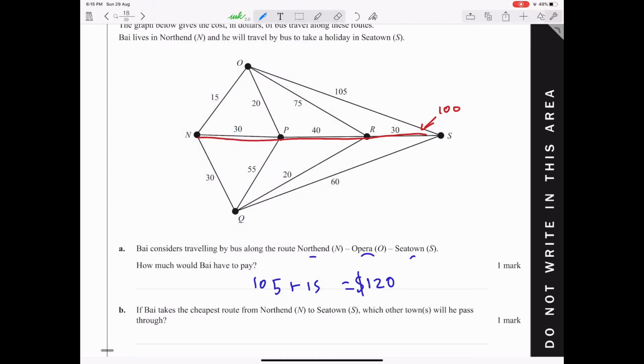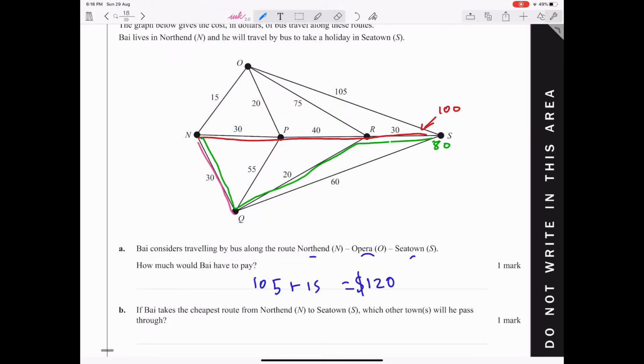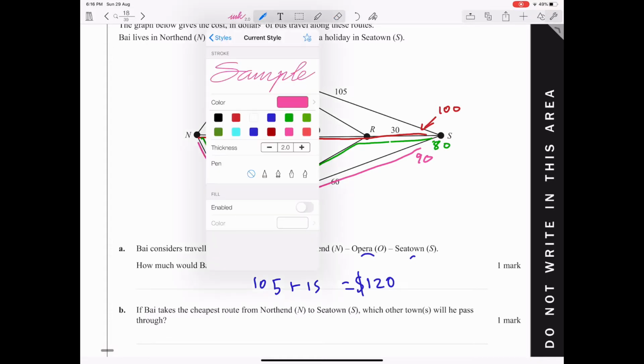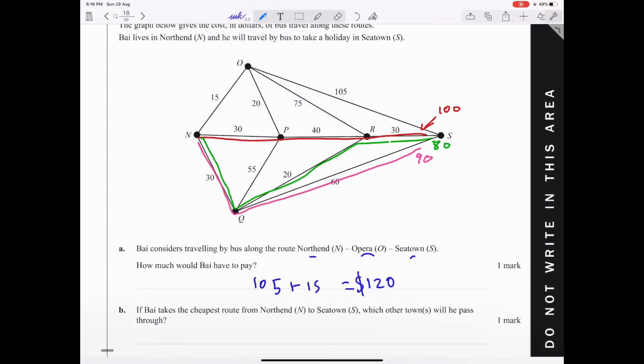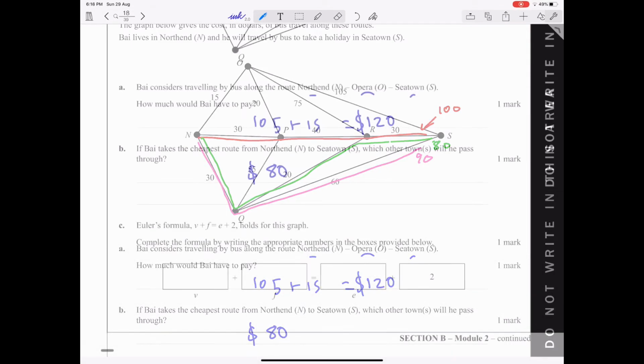So that would be 100, 30, 20, another 30. That's 70. No, that's 80, sorry. And another route could be 30, 60, which is 90, so that's more. And I would avoid going into O because all the paths seem quite expensive down this route. So it appears that ADS looks like the cheapest route from Northland to Seatown, so therefore $80 is the correct answer.